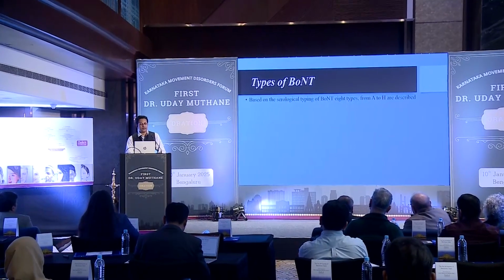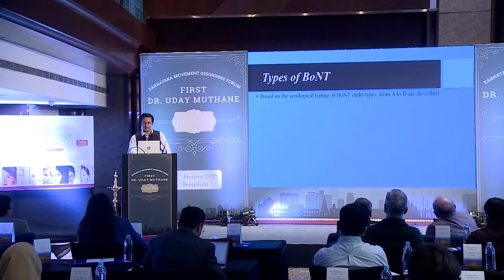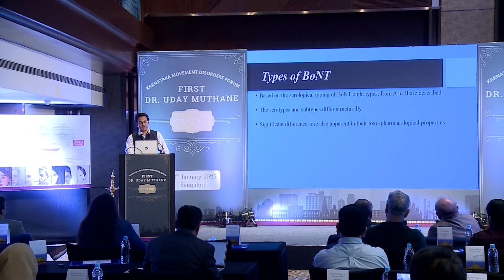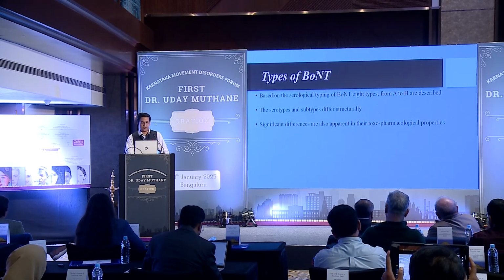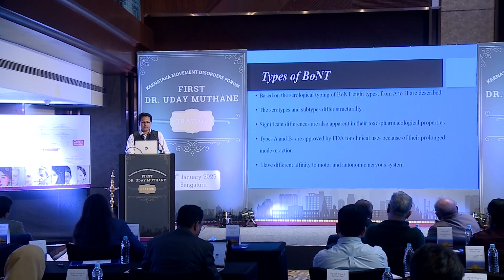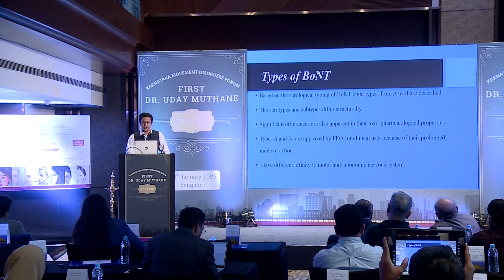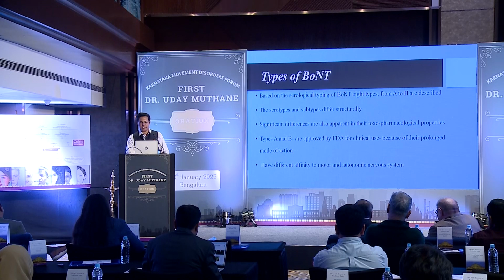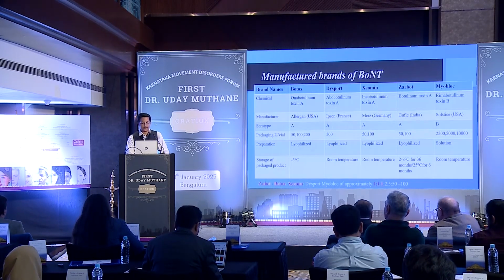So what are the types that we have? Based on serological typing, we have 8 types, A to H. There is a subtle difference in the serotypes, and subtypes differ structurally. Significant differences are also apparent in the toxicopharmacological properties. A and B are approved by the US FDA for clinical use because of the prolonged mode of action. They have different affinity for motor and autonomic nervous function. B is mainly for the autonomic, whereas we are often using the A type.